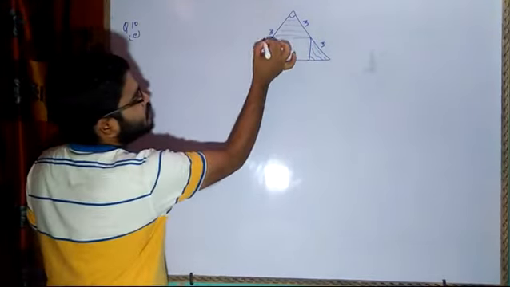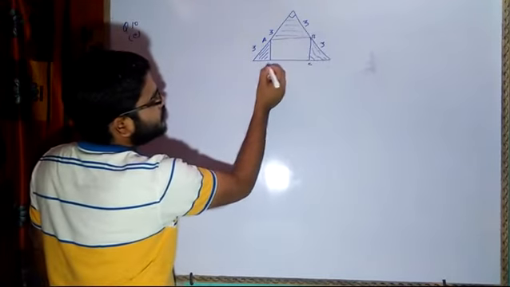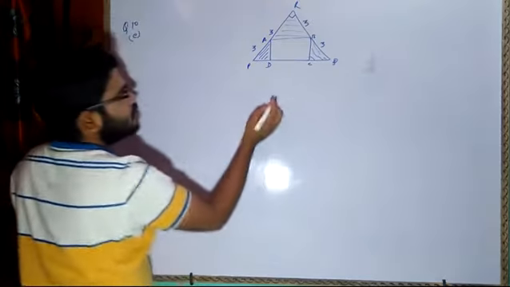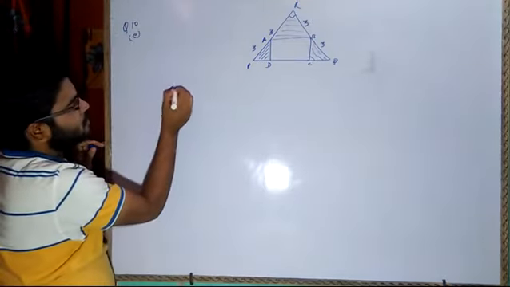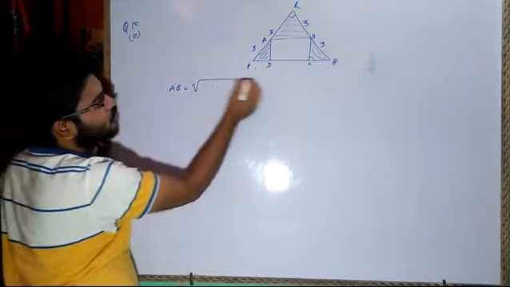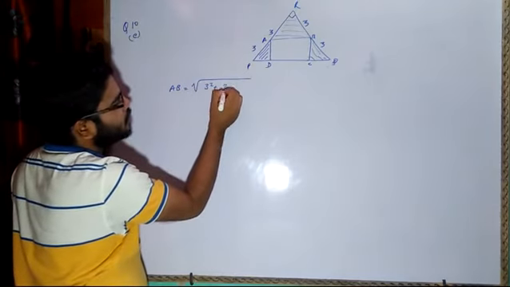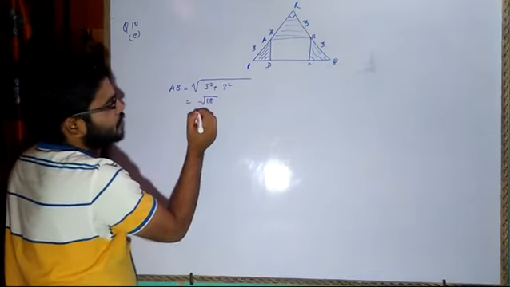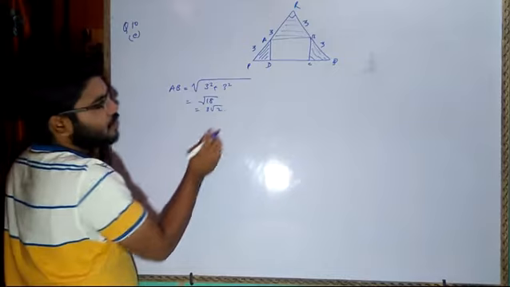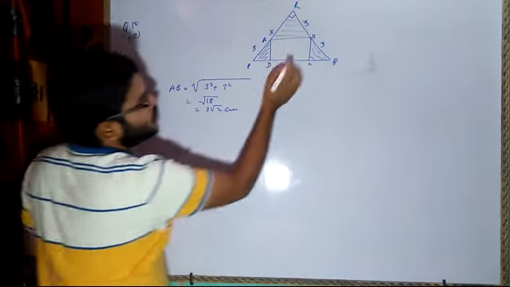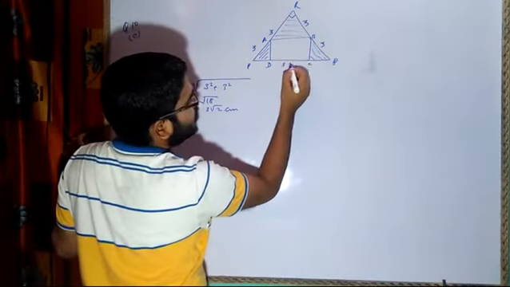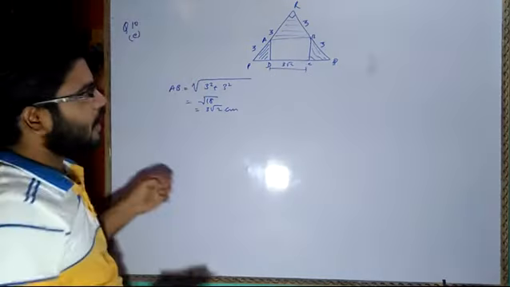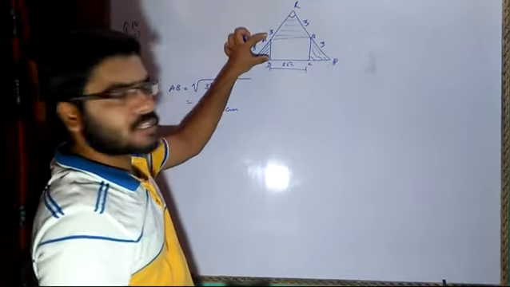Let me name the vertices A, B, C, D, P, Q, R. Okay, let me first find the dimension of AB. AB is equal to root under 3 square plus 3 square, that means root 18, which is 3 root 2. Correct? This side will be 3 root 2 entirely, that means DC.